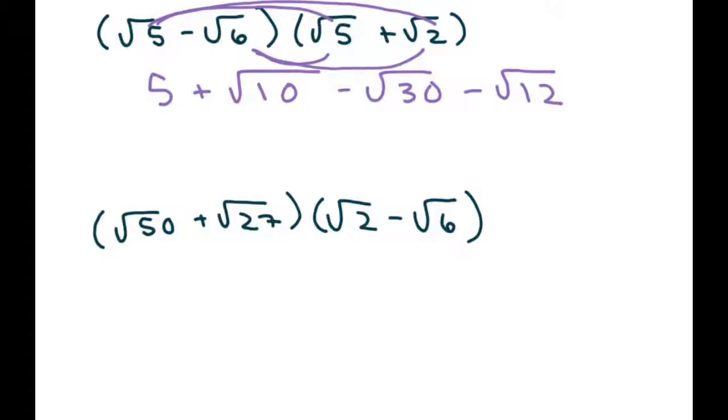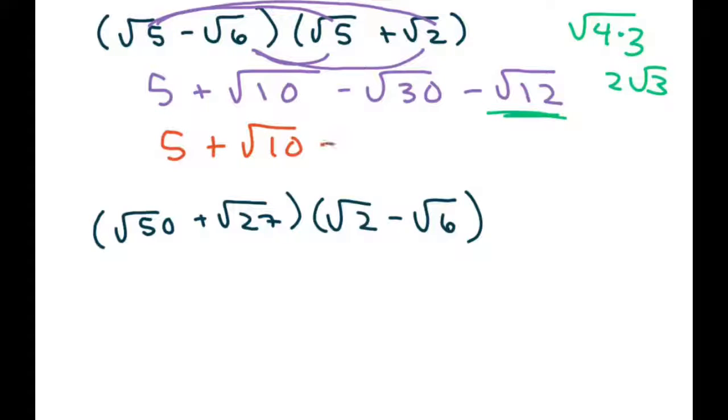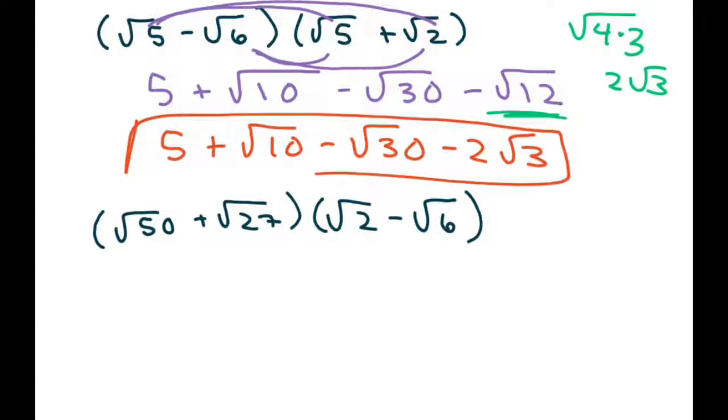And basically we're done, but we can simplify this one. This one is the square root of 4 times 3, so that's 2 square root of 3. So I'm going to rewrite this as 5 plus square root of 10 minus square root of 30 minus 2 square root of 3. And we can't simplify any further. These are considered unlike terms.